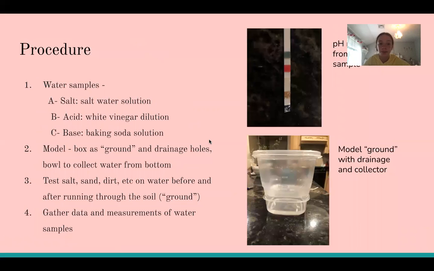The procedure. Step 1 was making the water samples, which was the salt, acid, and base samples. Next was building the model, the box is the ground, and the drainage holes, and the bowl to collect water from the bottom, as you can see over here. Step 3 was testing the salt, sand, dirt, etc. on water before and running through the soil. And step 4 was gathering data and measurements of water samples and repeating this experiment.